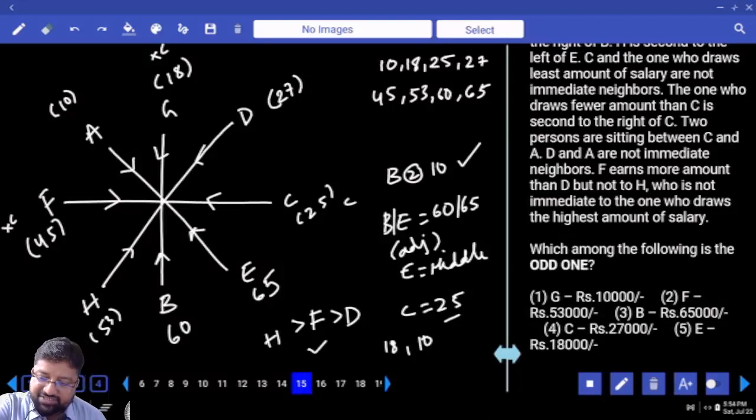Which one of the following is the odd one? G 10,000, F 53,000, B 65,000, C 27,000, E 18,000 are adjacent. Are they adjacent? No. There are 2 people between them. Okay? Is this clear?